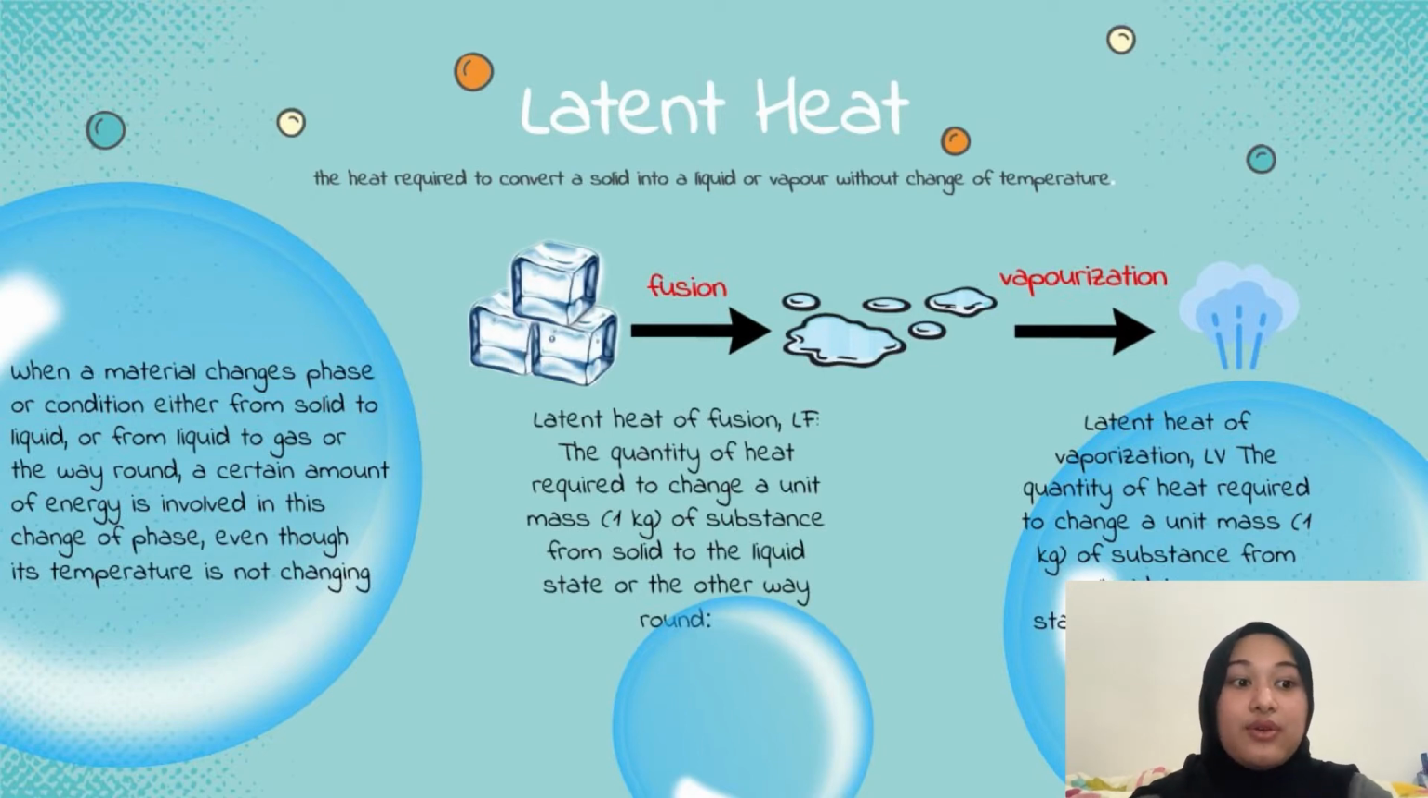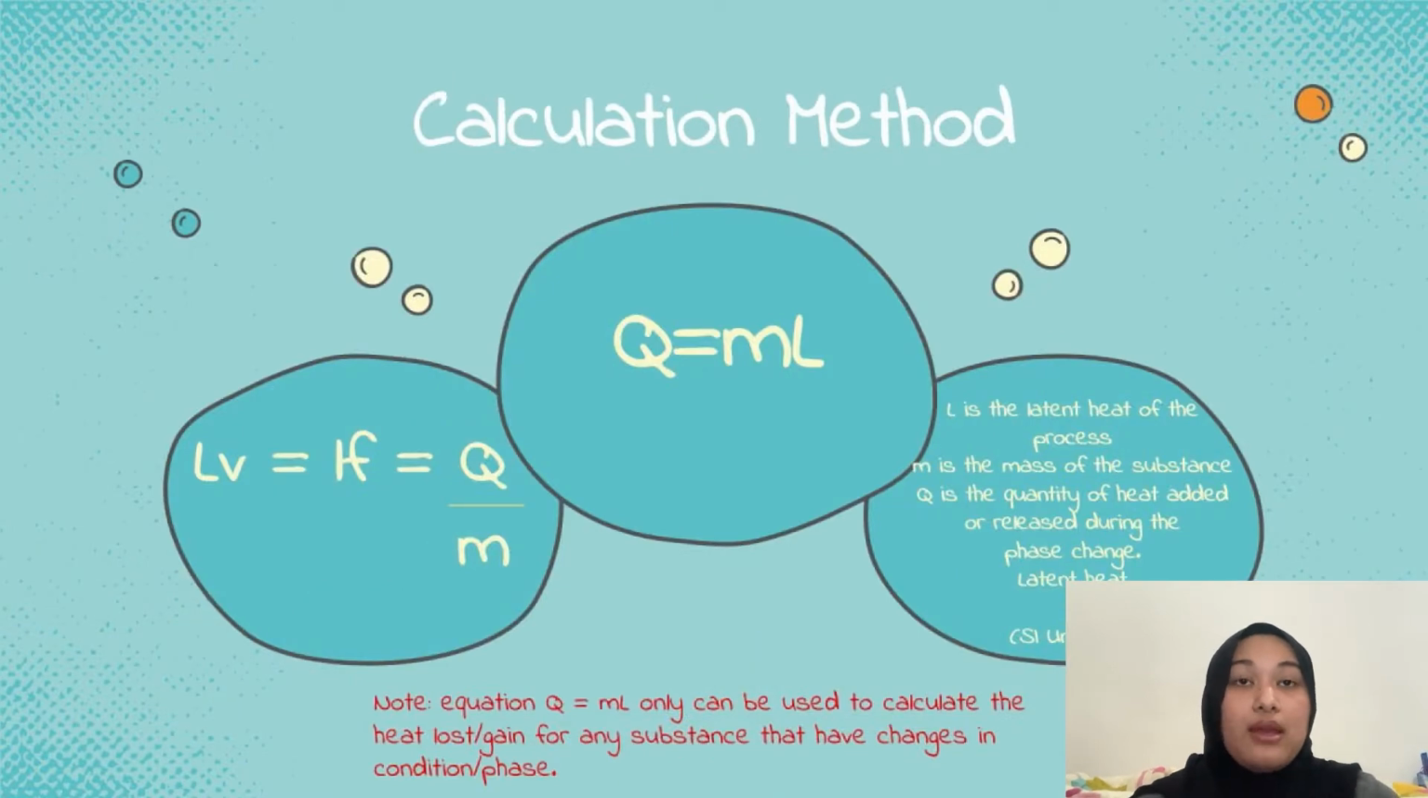And next, we're going to the calculation method. Okay, here we can see the first equation is Q = mL, where Q is the quantity of heat added or released during the phase change, m is the mass of the substance, and L is the latent heat of the process. L here is in unit joule per kilogram.